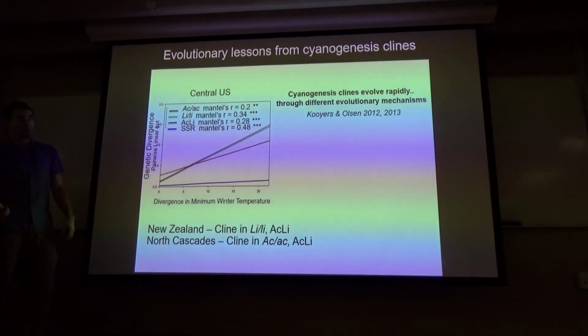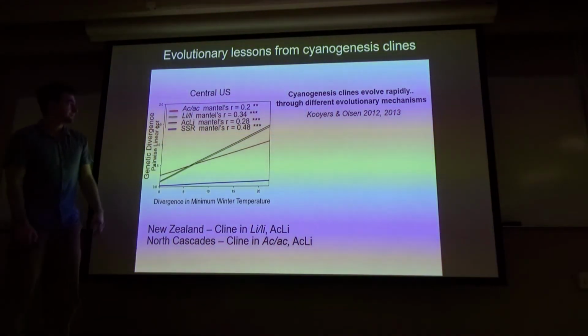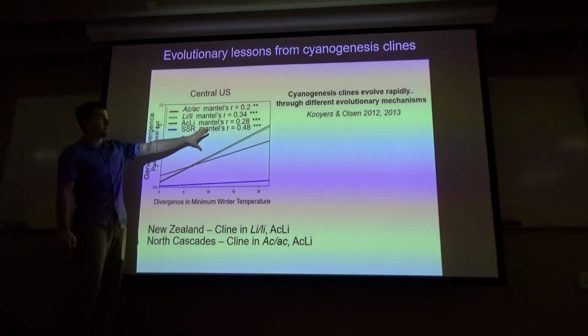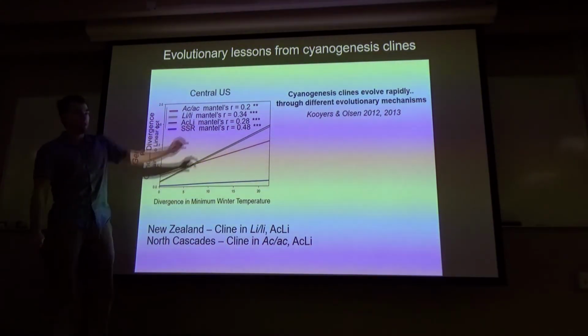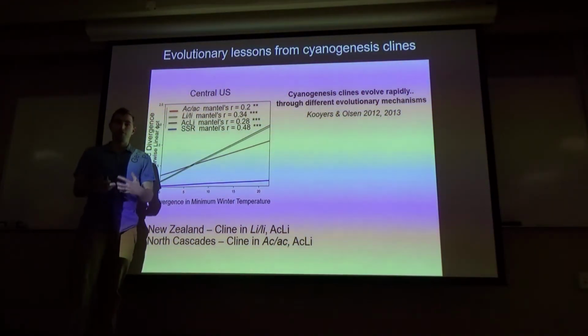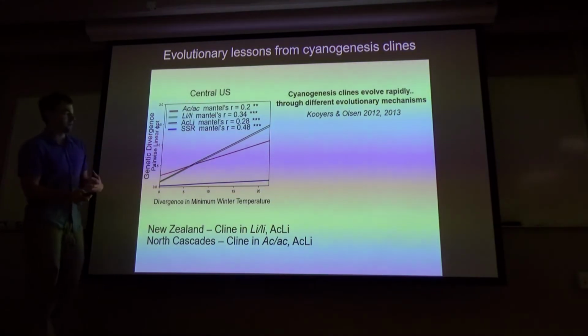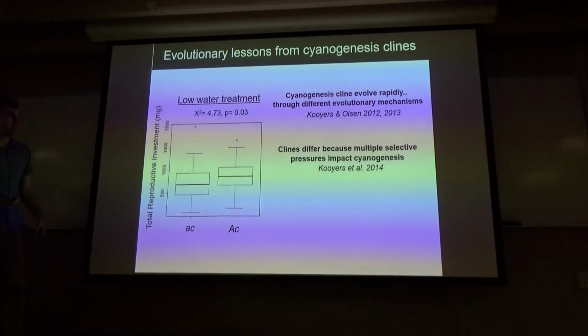Okay, so what I told you today, before we take some questions here: I told you that these cyanogenesis clines evolved rapidly after introduction, but they occur through slightly different evolutionary mechanisms in each one of those different places in New Zealand and the North Cascades.